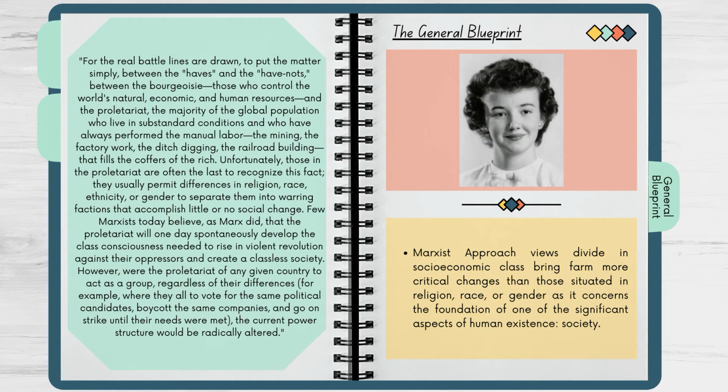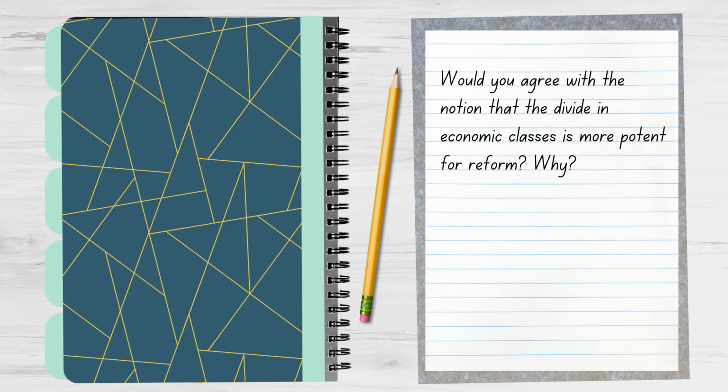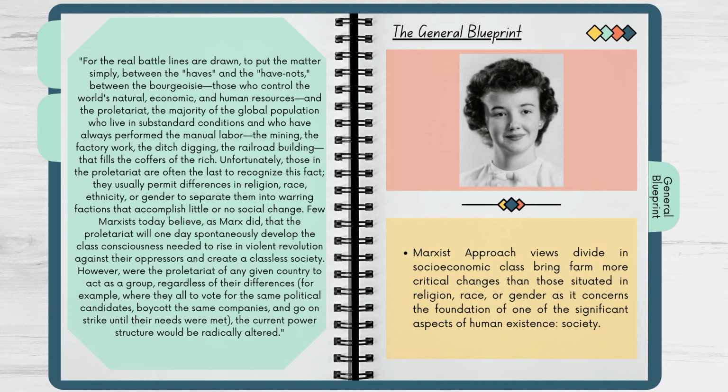Alright, this is now the ultimatum, the general blueprint. Marx's approach views divide in socioeconomic class as bringing far more critical changes than those situated in religion, race, or gender, as it concerns the foundation of one of the significant aspects of human existence, society. Would you agree with the notion that the divide in economic classes is more potent for reform? Why? Lois Tyson discussed the typical trajectory that the components of Marxism follow to bring about social transformation.